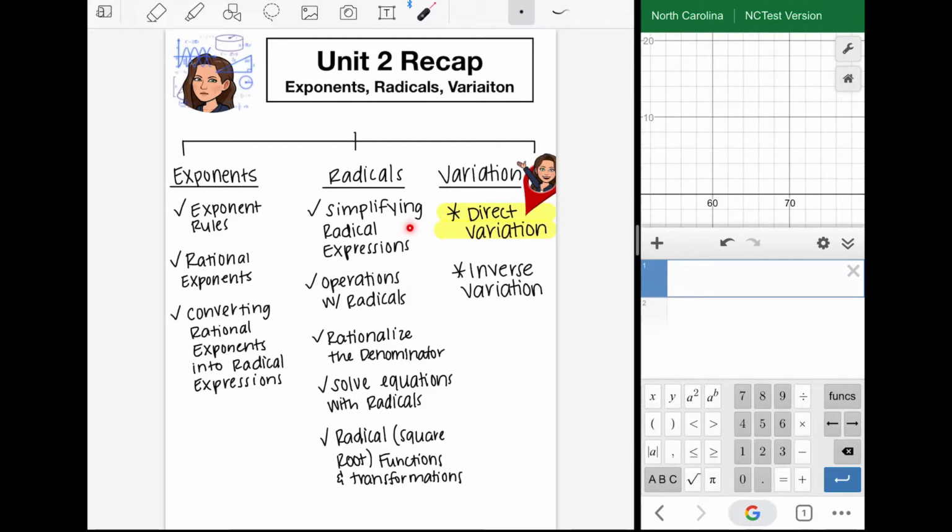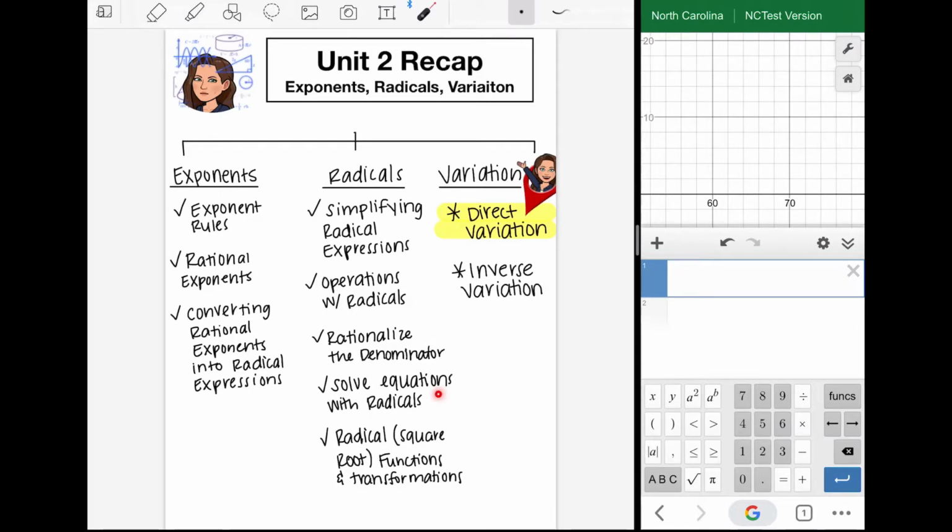Once we had a radical expression, then we talked about how to simplify them. So that was when we looked for factors of the thing that's underneath the radical so that one of those factors was a perfect square. Then we talked about operations with radicals. That was when we were adding, subtracting, and multiplying radicals. We learned how to rationalize the denominator. That's when you have a radical in the bottom of a fraction. How do you get rid of it?